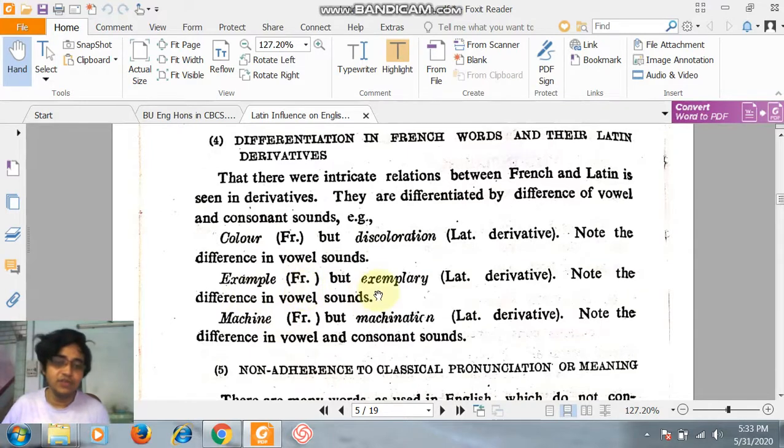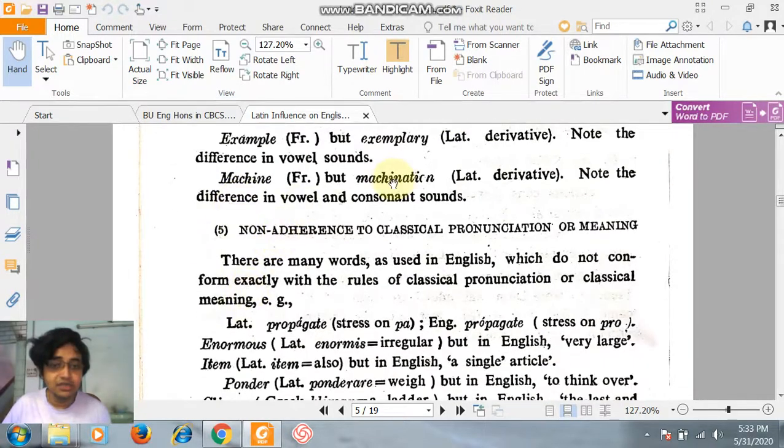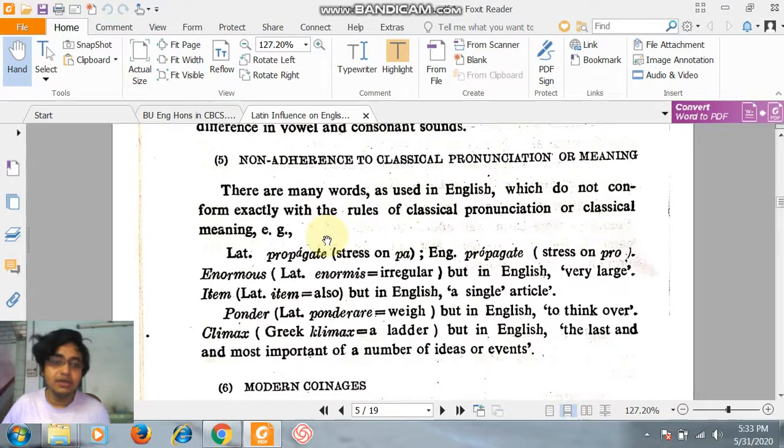Example is a French word, but exemplary is a Latin word. Machine is a French word, but machination is a Latin derivative. Now there are also Latin borrowings where there occurs non-adherence to the classical pronunciation or meaning, where there is no adherence towards the classical pronunciation.